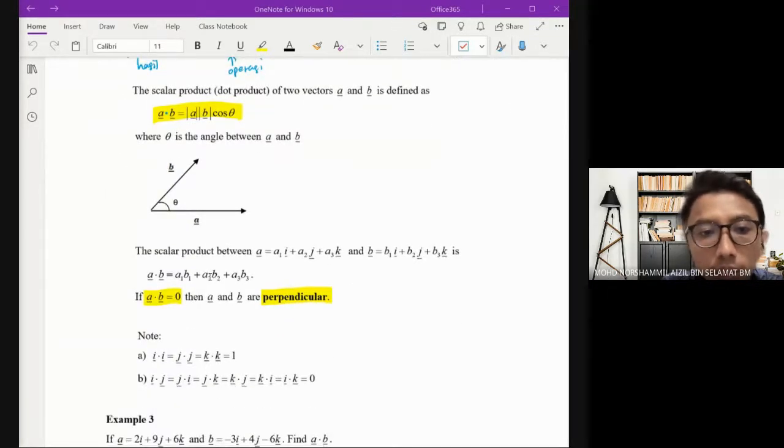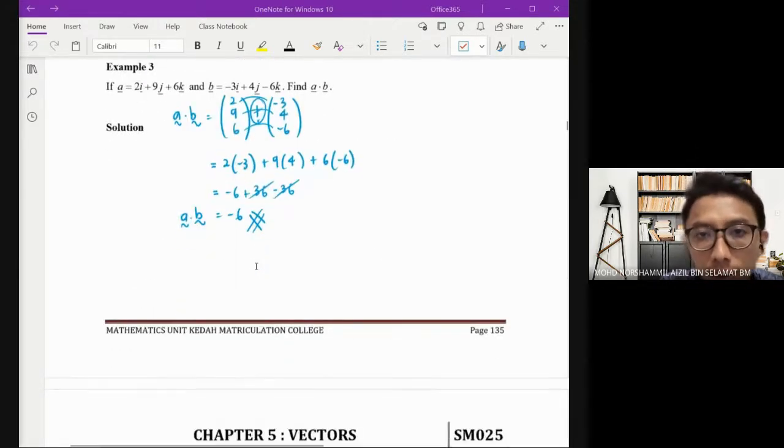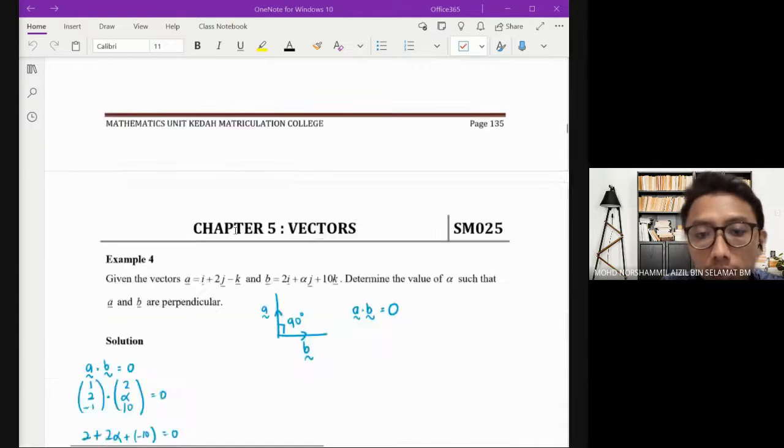A dot B always will produce number. So dot product between two vectors always produce number. Itu yang ramai yang tak faham tu. Kadang-kadang buat A dot B dapat vektor. Salah lah. A dot B akan dapat nombor. Okay, as you can see example number 3, recall balik. A dot B akan dapat minus 6 in this case. So it will be a number. Dia bukan vektor. Minus 6 is a number.